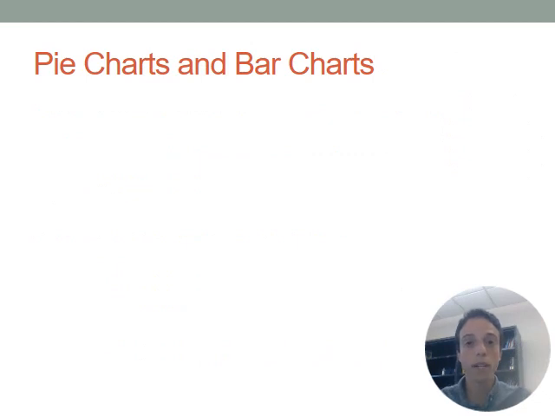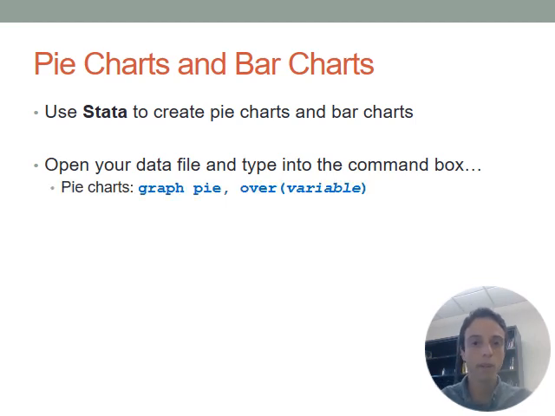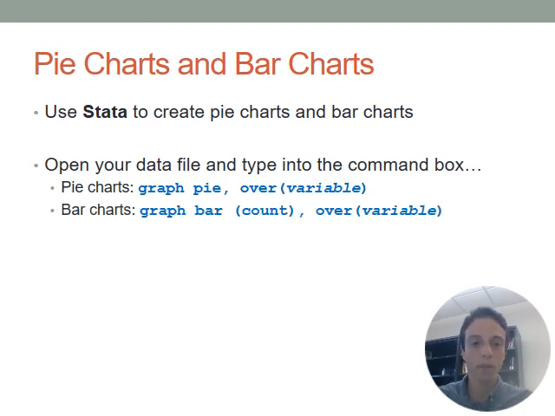You can also create pie charts and bar charts in Stata. For both of these, you'll need to open your data file first. Again, if it's already open, you don't need to open it again. Then you can type more commands into this command box. To create a pie chart, you can type in this command in blue here. To create a bar chart, you can type in this command in blue here, and I'll demonstrate both of those as well.